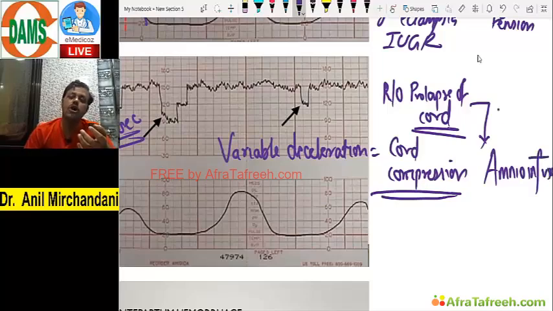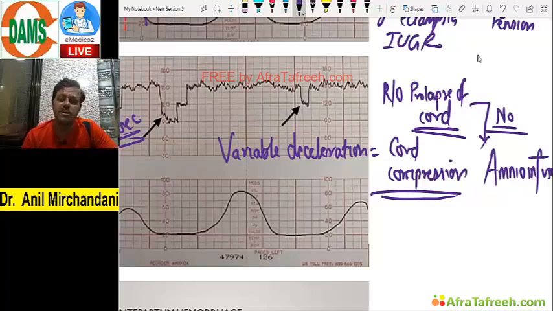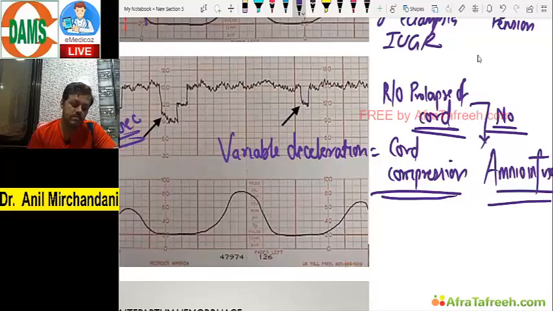If there is no cord prolapse, then you do amnio infusion, where you put warm normal saline into the amniotic sac with the help of a catheter. That is called amnio infusion, and this will be the treatment for variable deceleration. Okay, guys, girls, remember this thing, that cord compression always has to be prevented.